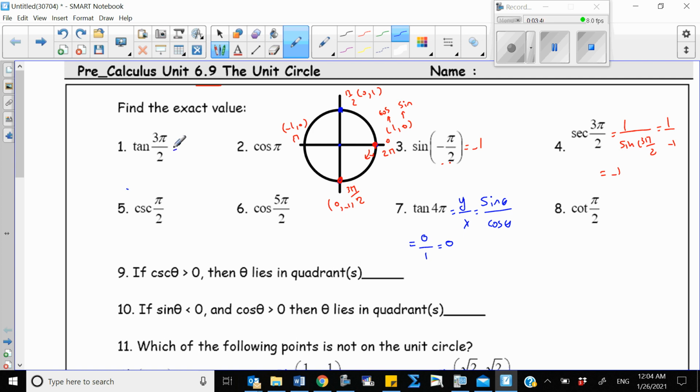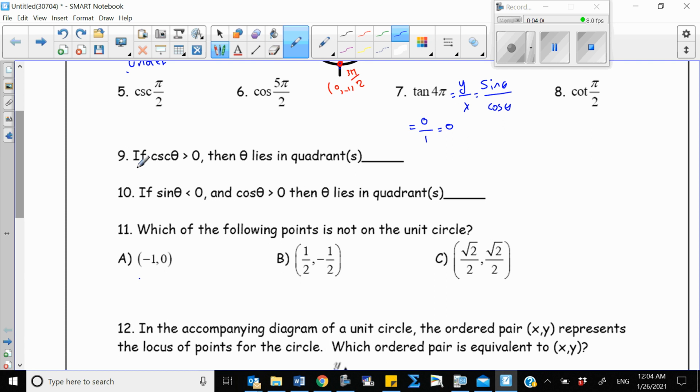Tangent of 3 pi over 2. 3 pi over 2 is here. So just take the y and x and divide them. Y is negative 1, x is 0. And we know that if we divide a value by 0, that's undefined. So this is undefined. Now let's go to one of these two problems.